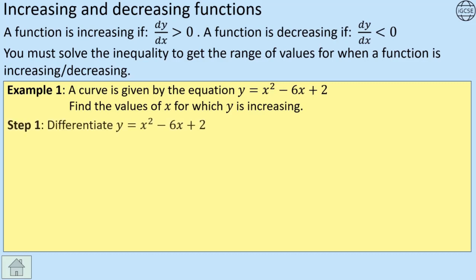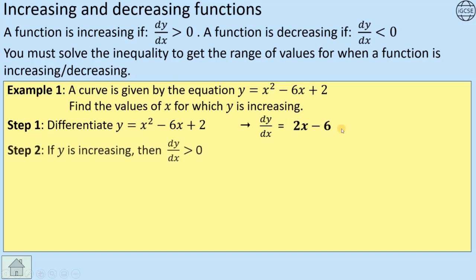Okay, so let's differentiate this one first of all. So we've got y equals x squared minus 6x plus 2. So we're going to differentiate it, and it gives us 2x minus 6. But what we are saying here with this 2x minus 6, now this is the gradient. What we're saying is that this bit has to be positive because it's increasing. So this is where we introduce the inequality. It must be greater than 0. Okay, so 2x minus 6 must be greater than 0 because it needs to be increasing. And then we solve the inequality, essentially. So we take the minus 6 across, so 2x is greater than 6, and then divide by 2, so x must be bigger than 3.